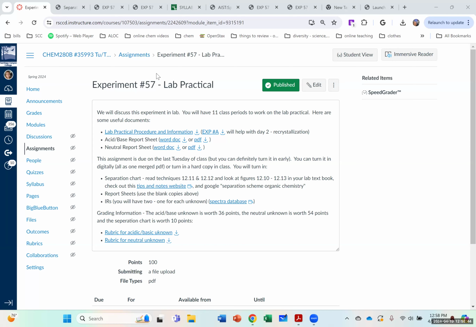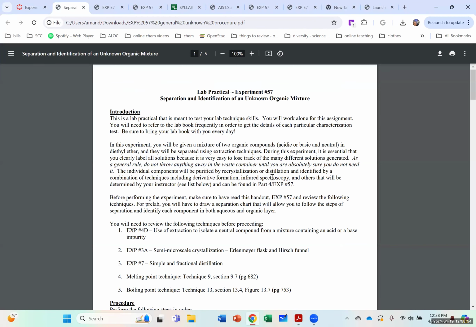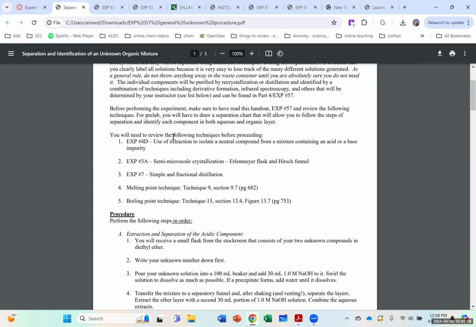So let's talk about the smaller picture. What are you going to do to make that happen? This first document, the one labeled Lab Practical Procedure and Information, is going to be your most useful tool. It does have some background information. It tells you where to get more detailed help, detailed procedures. And then it goes into the procedure for our first 3 days.